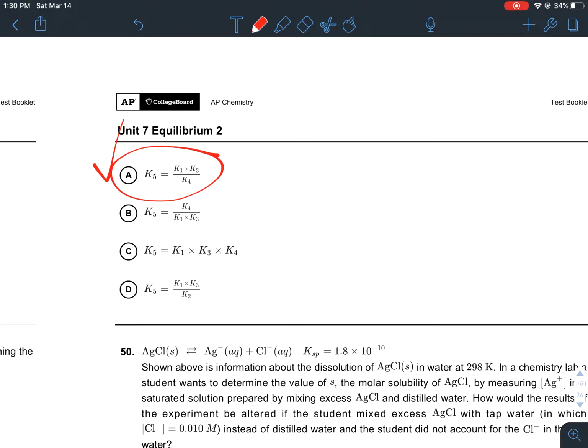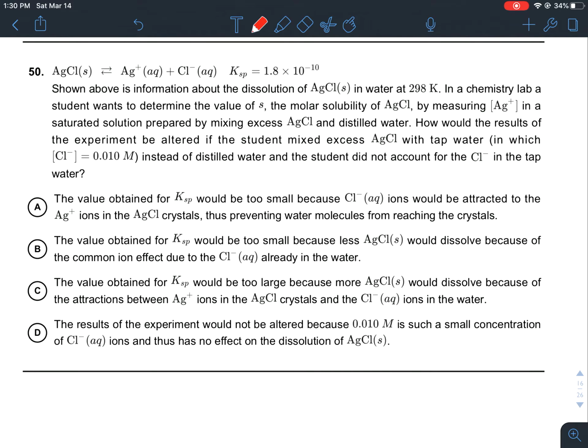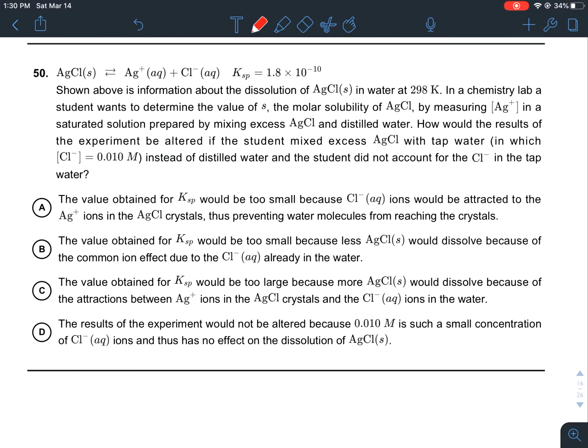Number 50. Okay, AgCl yields Ag plus and Cl minus. The Ksp is really small. Shown above is information about the dissolution of AgCl in water at 298 Kelvin. In a chemistry lab, a student wants to determine the value of S, the solubility of AgCl, by measuring the Ag plus in a saturated solution compared to mixing excess AgCl in distilled water. How would the results of the experiment be altered if the student mixed excess AgCl with tap water?